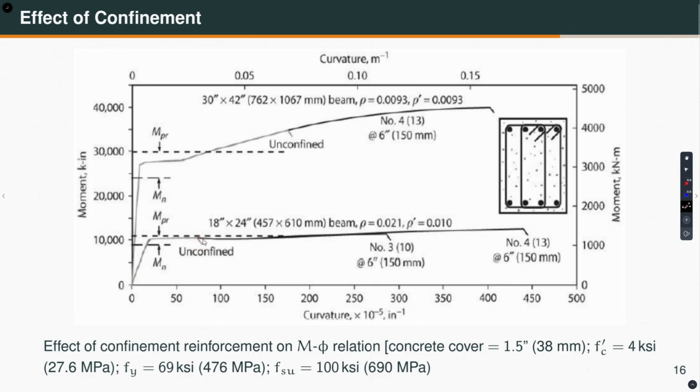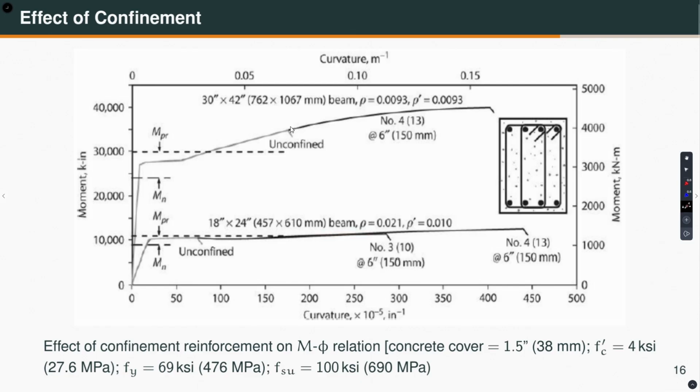If you have confinement, then there is a drop here and then it goes like that. Why is this drop? Well, this drop is because the compression cover concrete spalled off at this stage, right? When it spalls off, there is a reduction in the moment capacity, and then the core concrete starts to take more and more compression. Eventually it goes back due to the core concrete participating more and the strain hardening in the steel. Eventually it goes like that.